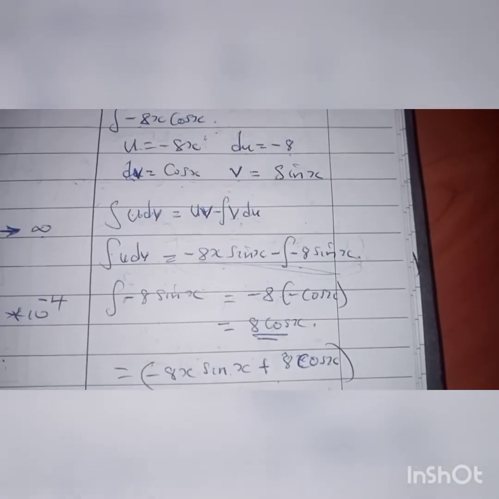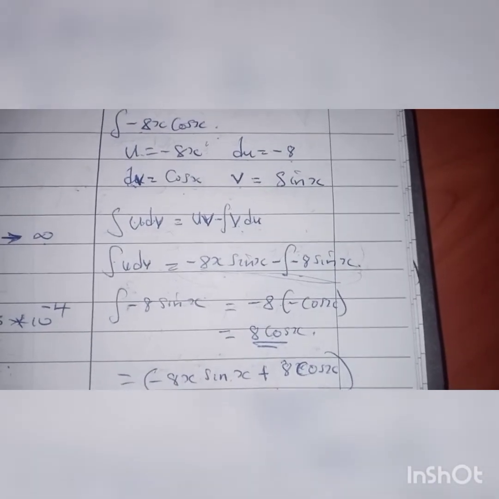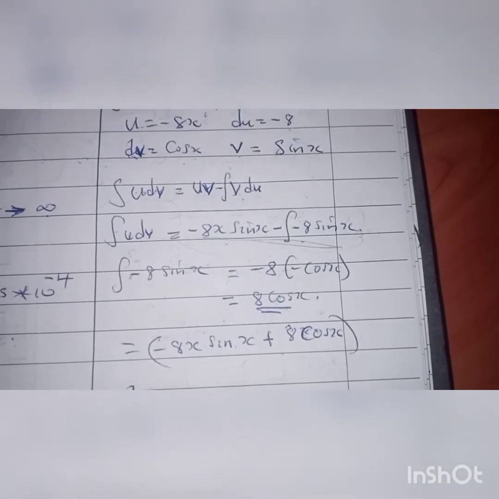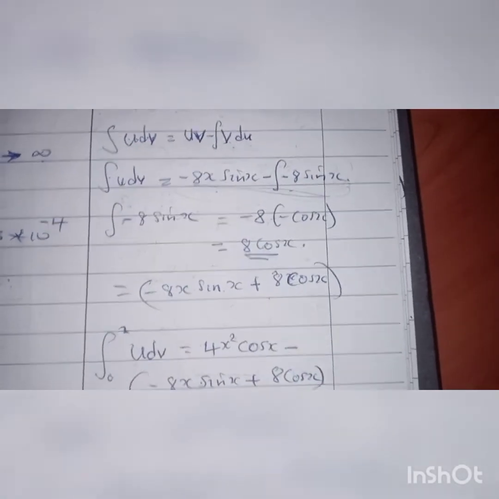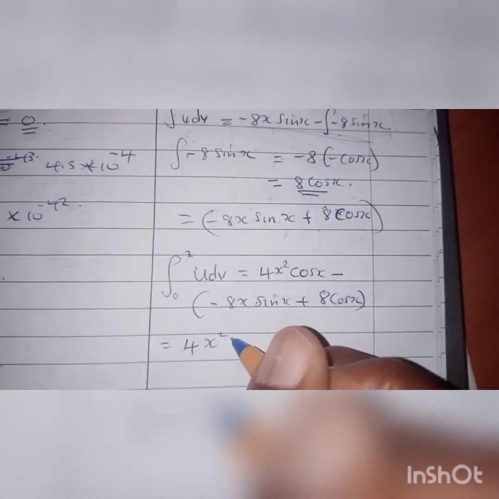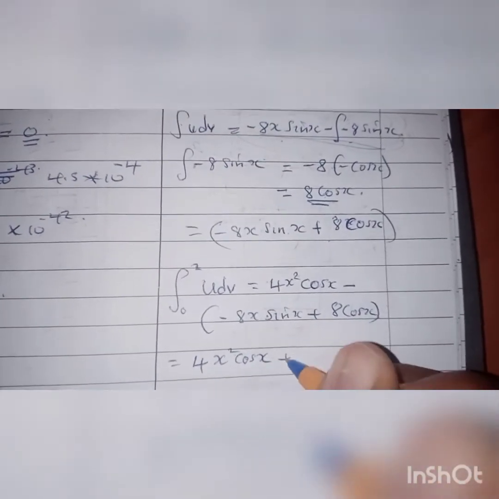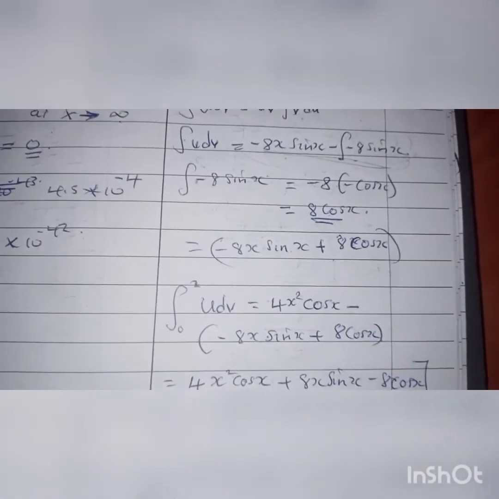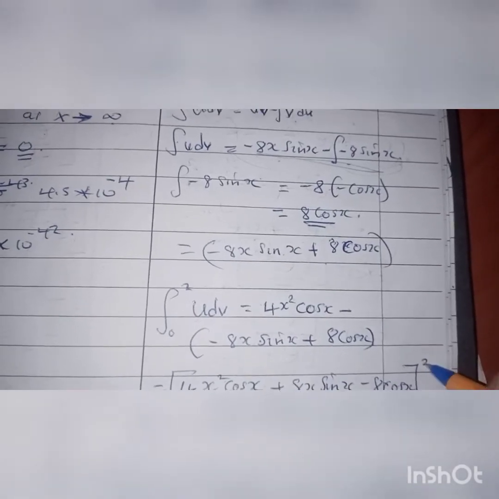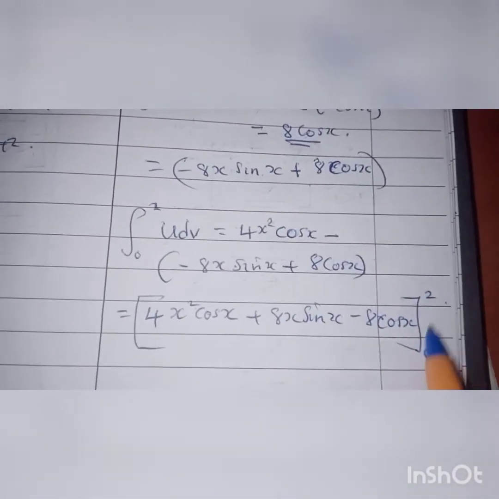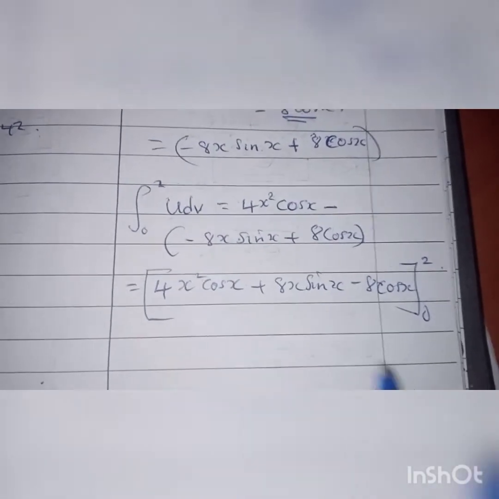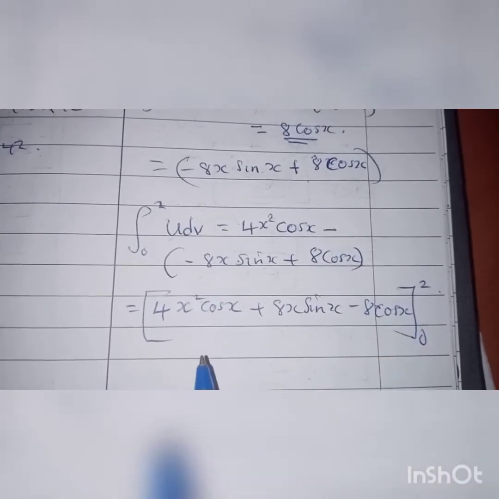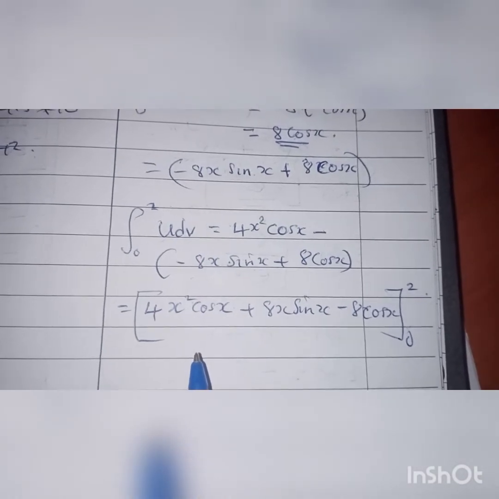Therefore minus bracket minus 8x sine x plus 8 cos of x. So we conclude that the integral is 4x squared cos x plus 8x sine x minus 8 cos of x. So you just have the limit from 0 to 2. You just substitute the limit and obtain your answer. Just substitute x with 2, and you finally arrive at your answer.